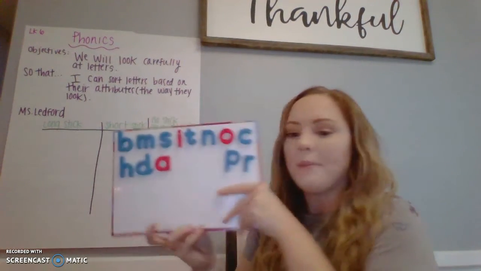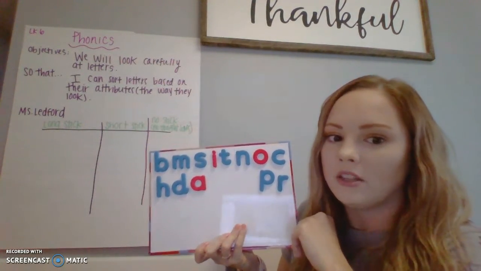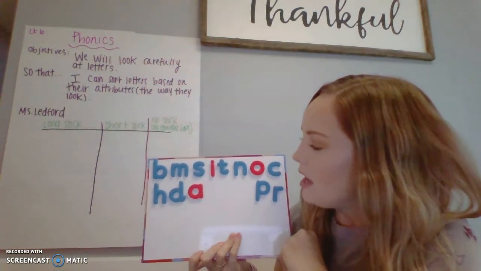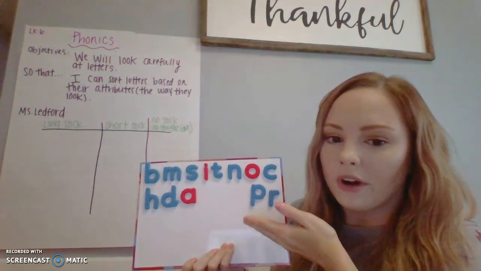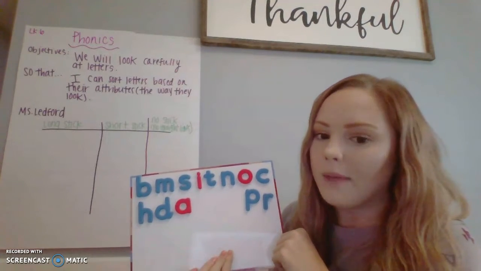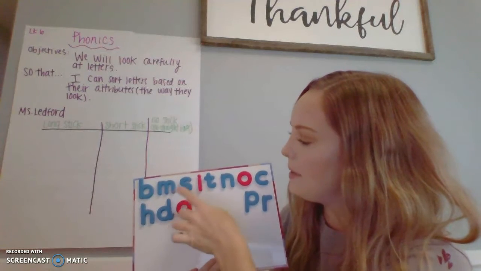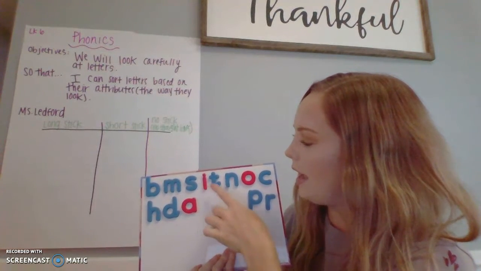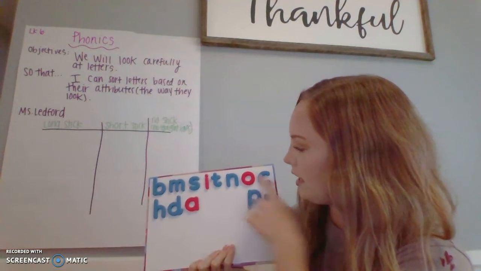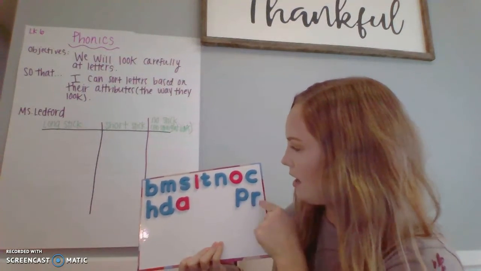So I'm going to use my little magnetic letters to show you guys some examples and talk about the letters, and then you guys are going to get to try it on your own and upload a picture as your work today. So as you can see on my board, I have different letters. They're all kind of random. I just picked them out from my letter set. I'll go through the names of the letters really quick. B, M, S, I, T, N, O, C, H, D, A, P, and R.